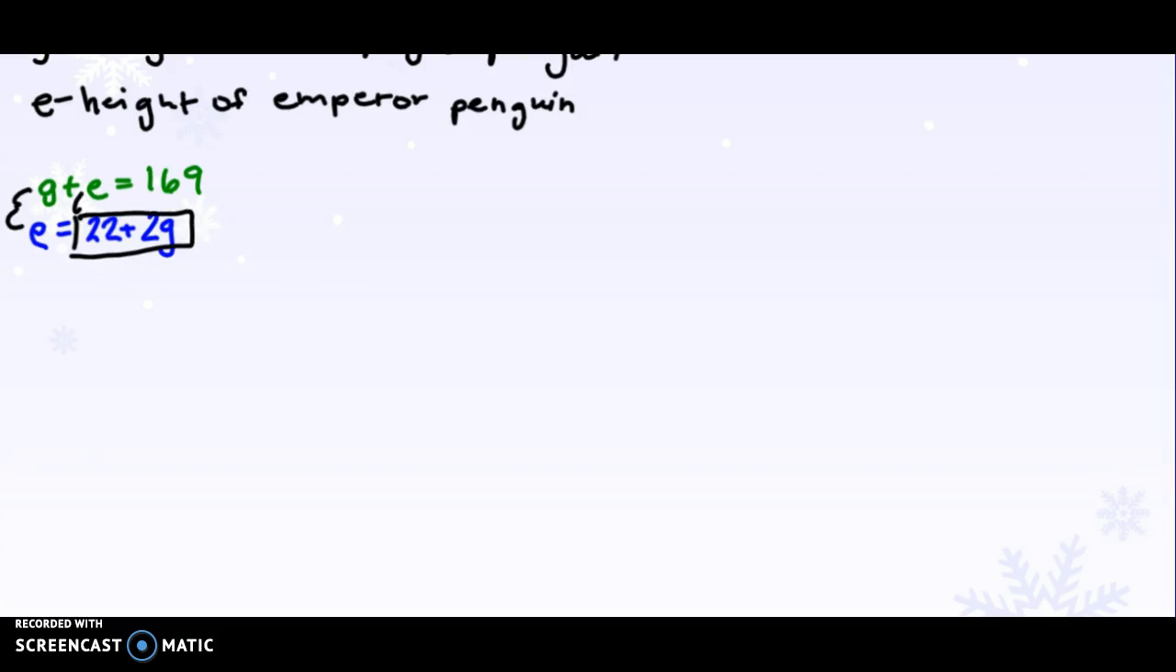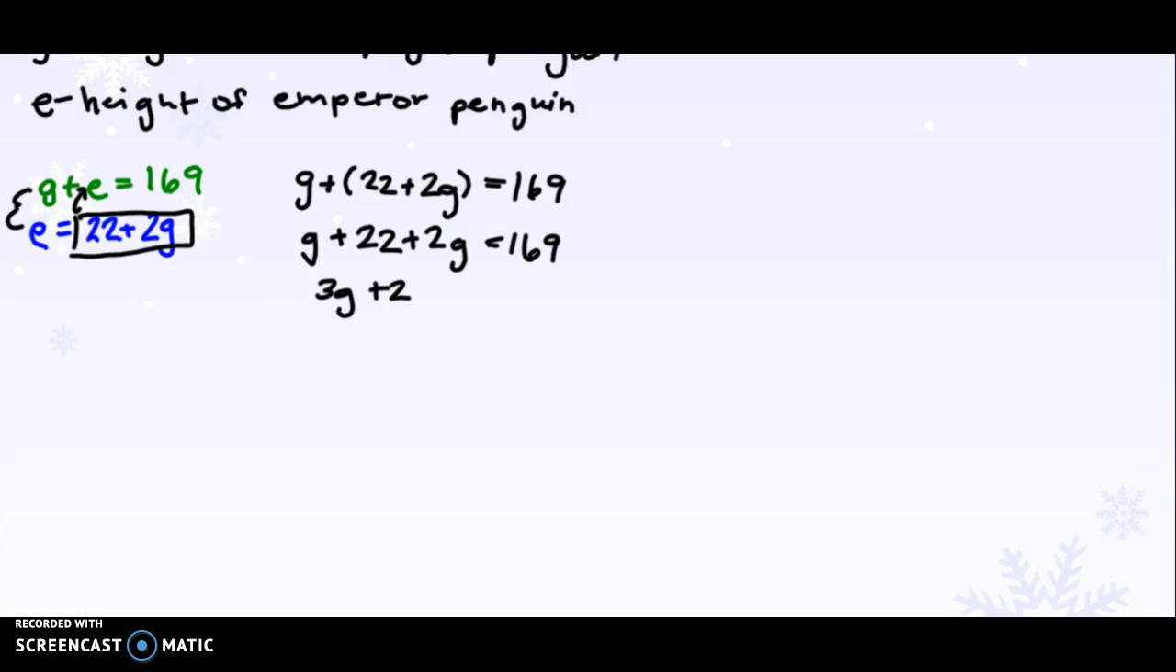So I'm going to go ahead and substitute that in for e in my first equation, and what we'll get is g plus, where e was, 22 plus 2g equals 169. I'm going to drop those parentheses. I'll have g plus 22 plus 2g equals 169. Now this is just combining our like terms and solving an equation after that. So g plus 2g will give me 3g. Bring down the plus 22 equals 169.